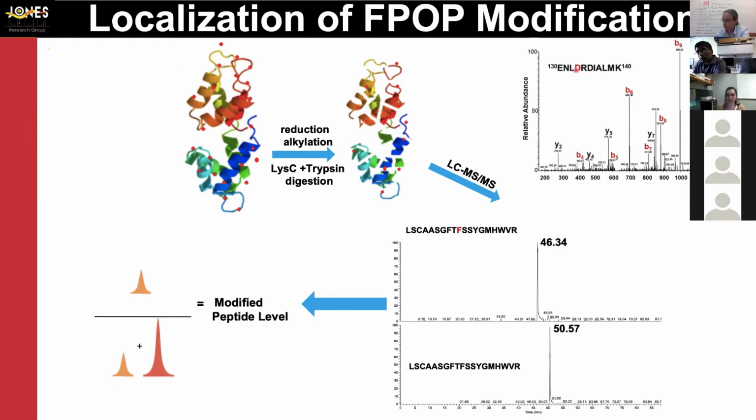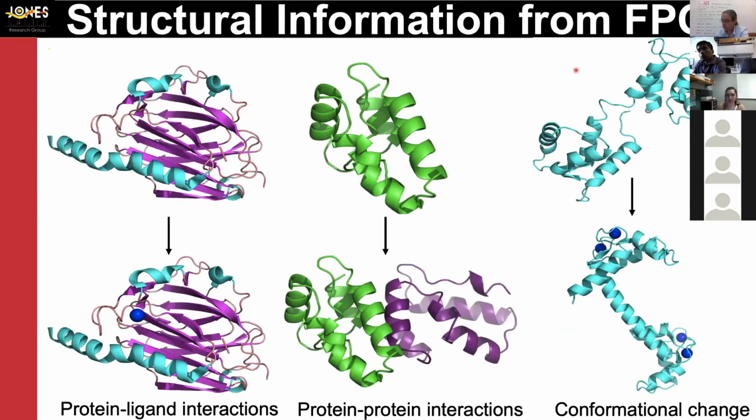And so the type of information you can get here, FPOP can be used to identify protein-ligand interaction sites, protein-protein interaction sites, and regions of conformational change. And so you do want to do the differential experiment where you're comparing, in this case, you need to do FPOP on the protein by itself and the protein in its dimer form, and compare the labeling pattern between the two, because you would see a decrease in labeling at the interaction site because of the decreased solvent accessibility.